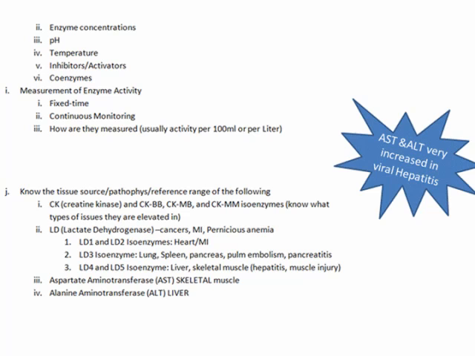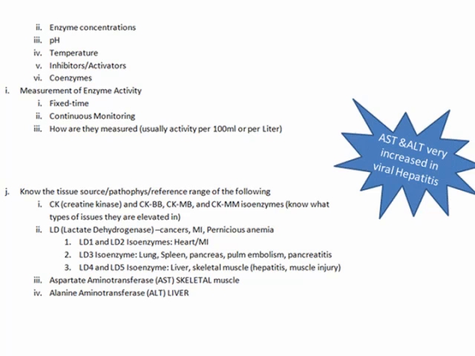BB we find more elevated in things like stroke, and I always think BB, brain. MB is found more in your heart and skeletal muscles, so if someone were to have had a heart attack, it would be increased. And MM would be more muscle involvement.